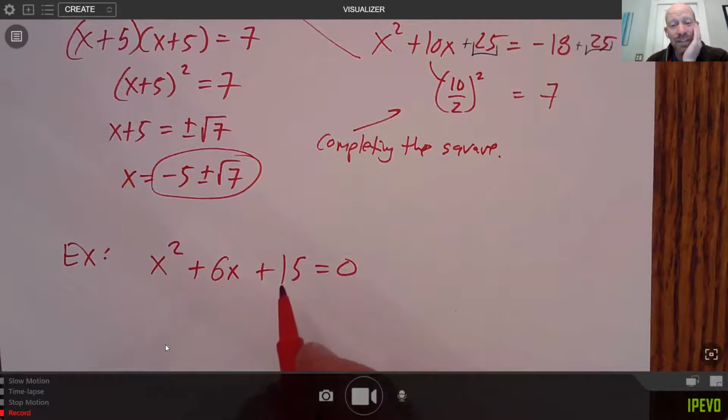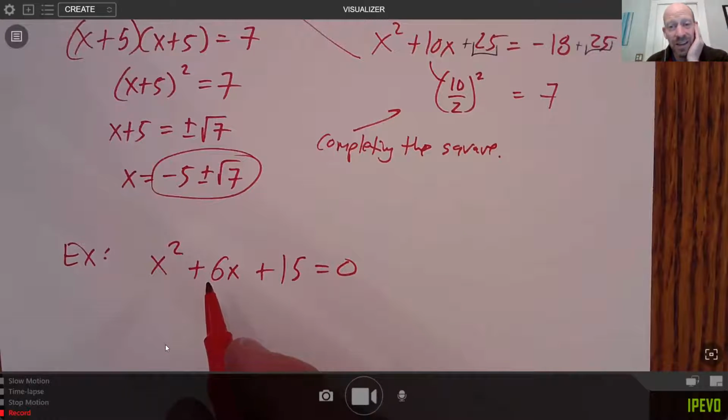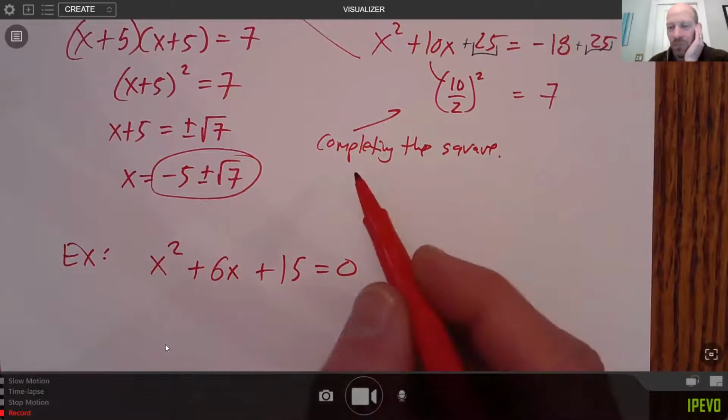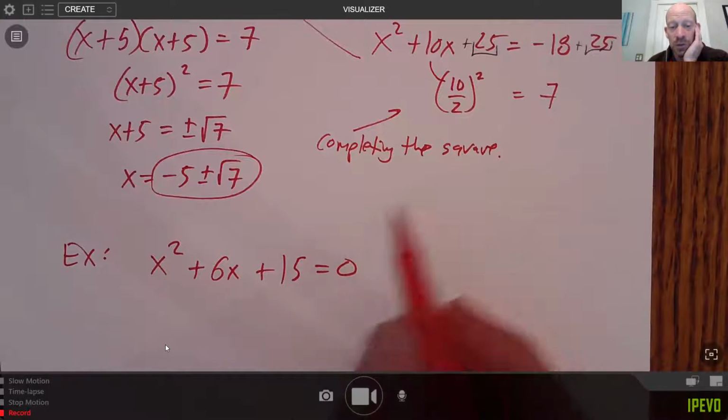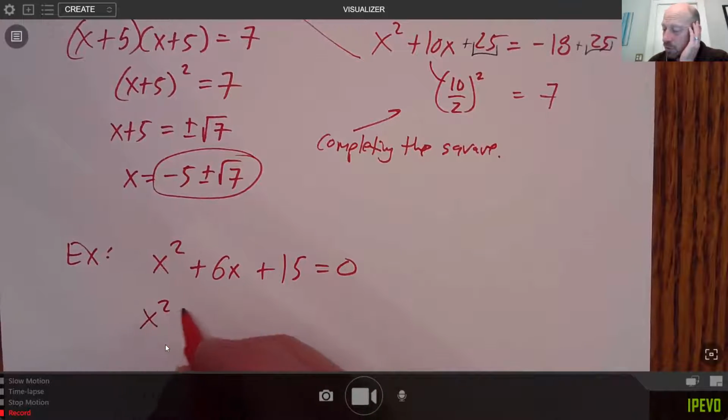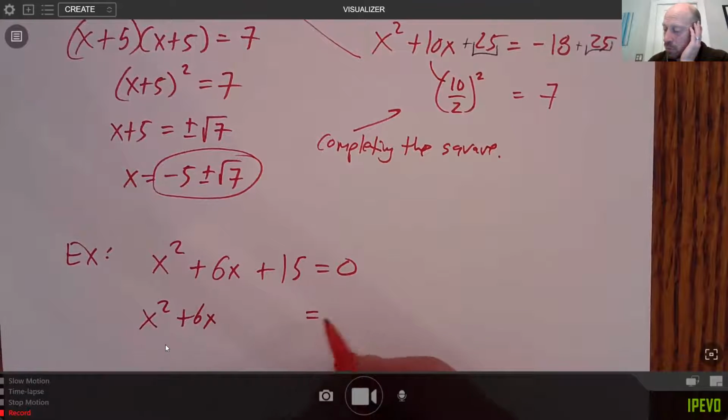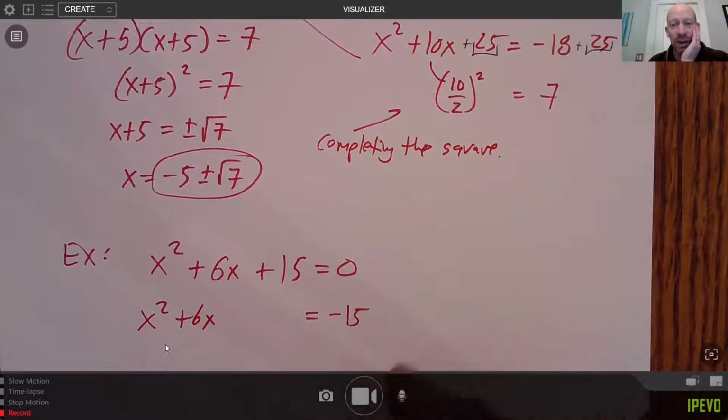It turns out this one isn't going to factor. No matter how small I make the factors here, they're always going to add up to more than 6 for this middle term. So it doesn't factor. So time to try out our shiny new toy, completing the square. The process is we're going to move that 15 over to the other side. I don't want that constant in there mucking things up. I want it out, so I can focus on what I'm adding to both sides.